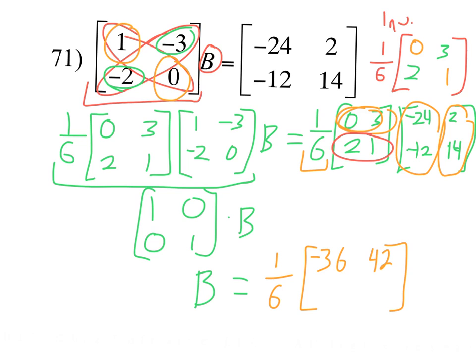We're going to have 2, 1 multiplied by negative 24, negative 12. And that's going to be negative 36 also. And then finally, 2, 1 times 2, 14. 4 plus 14 is going to be 18. When I multiply all those by a sixth, I get negative 6, 7, negative 6, and 3.